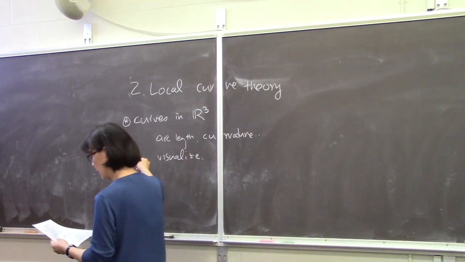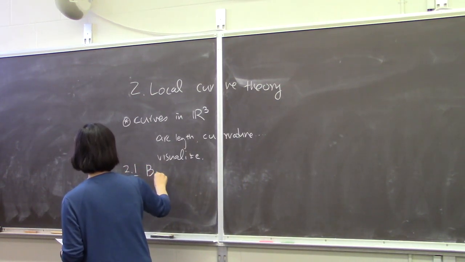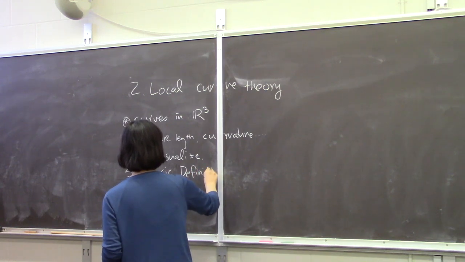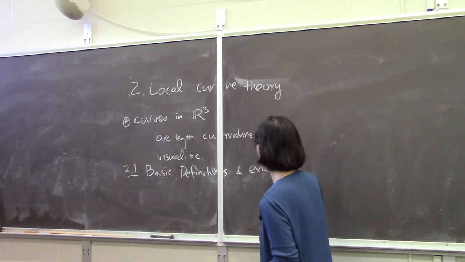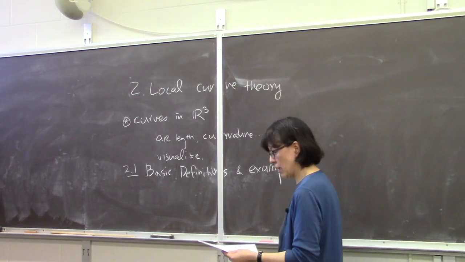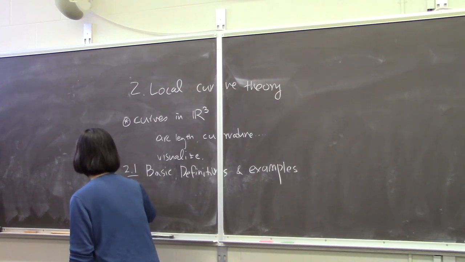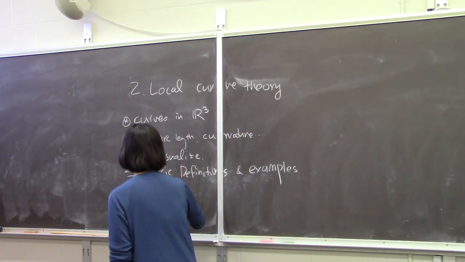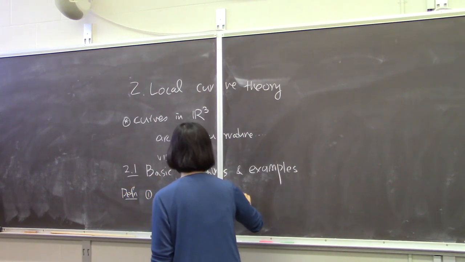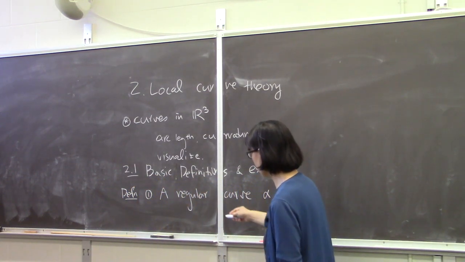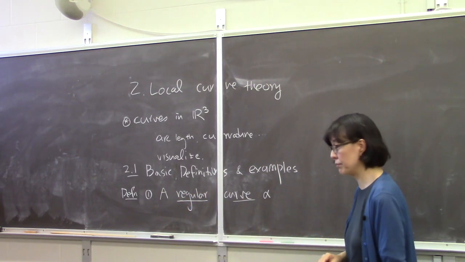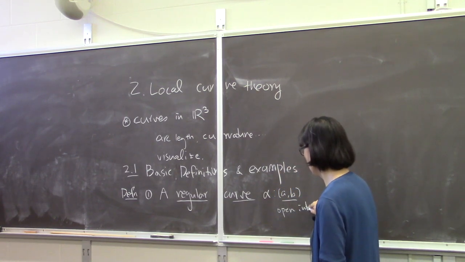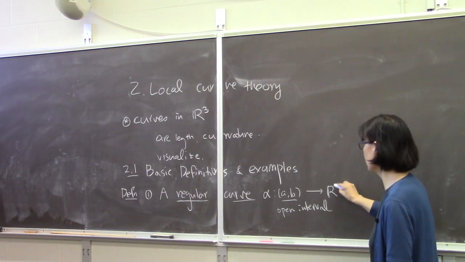Okay, so here we need some basics. Basic definitions, examples. So first, I'm going to give you three definitions. Regular curve. We are going to define a regular curve from an open interval. This is an open interval. Today we consider a curve in R3.